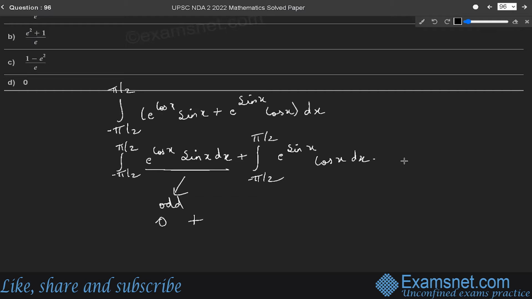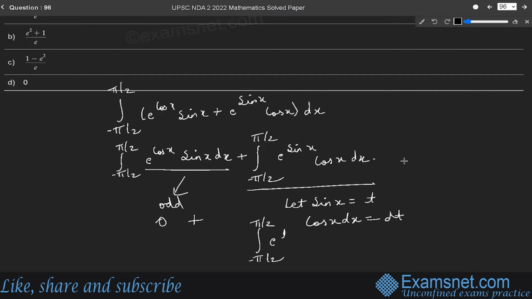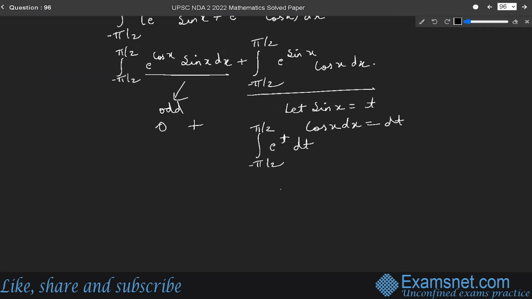Now for this particular part, let sin x equal t. So cos x dx will be equal to dt. Now putting the values, it will be the integral from minus pi by 2 to plus pi by 2 of e to the power t dt. On further integrating it, it will be e to the power t, and the limits, minus pi by 2 gives minus 1 and plus pi by 2 gives plus 1.